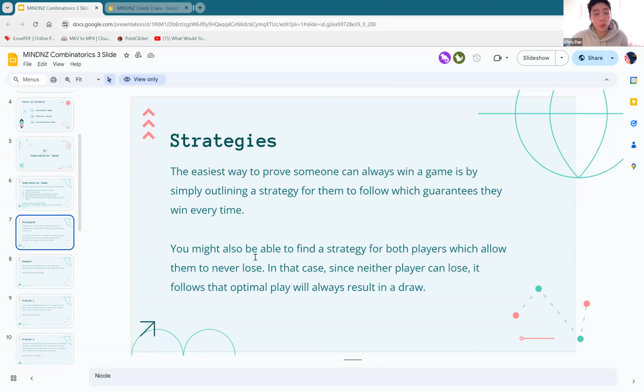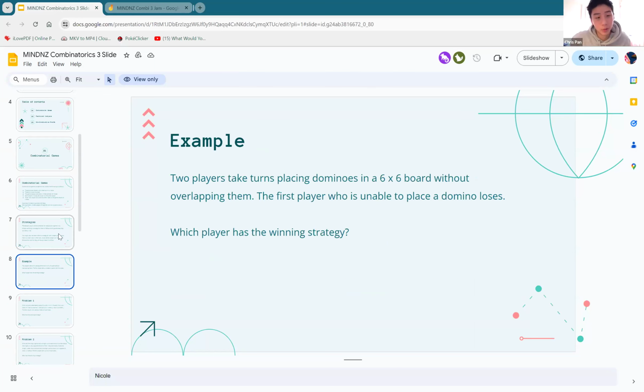But maybe sometimes the game isn't winnable for either player. In that case, what you need to prove is that both players can't lose. I find a strategy for player one that means player one never loses, and a strategy for player two that means player two never loses. If neither of them lose, then clearly it's always a draw. Okay, let's move on to our first example. We have quite a few examples and exercises today, so we might want to go a bit quick.